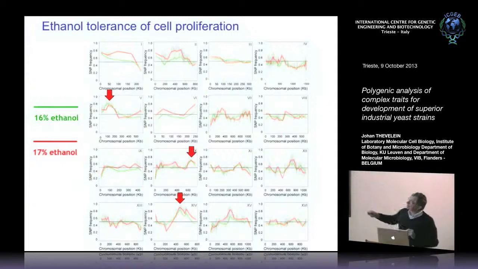But then in certain places, you can see clear deviations from the 50% line. Here, another one. Here is the strongest deviation, goes up to nearly 90%. That means that most of the segregants actually have the nucleotide of the superior parent. So there are also some other places, like in this chromosome and in this chromosome.